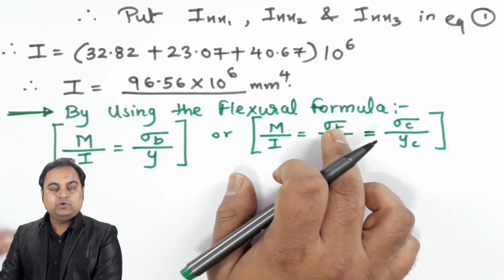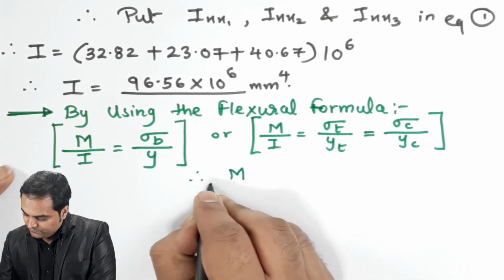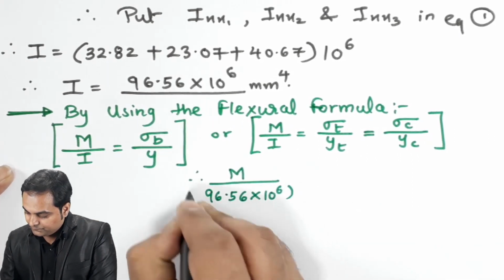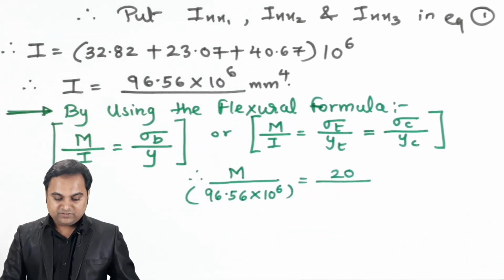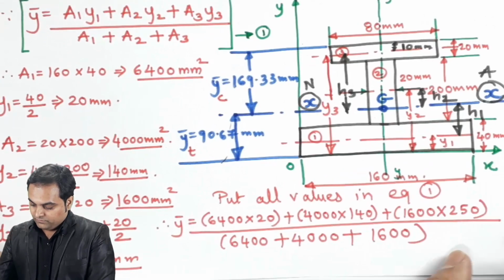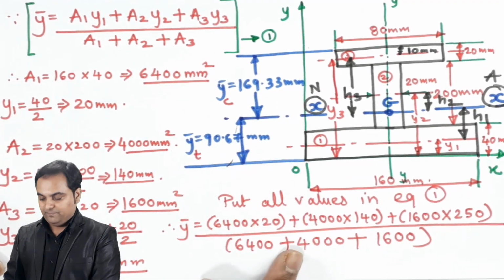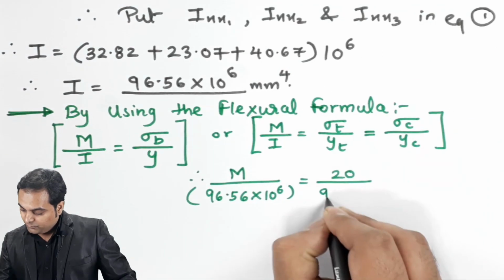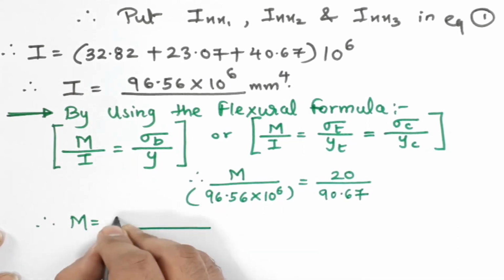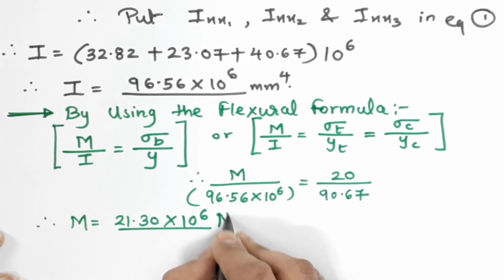Now sigma t value was given in the question, it was 20, so therefore M upon I value is 96.56 into 10 raised to 6. Sigma t was given as 20, and yt value from y bar, we have found out that yt is 90.67 because the bottom layers are in tension for a simply supported beam when loaded. And here I am getting the answer of M, which is 21.30 into 10 raised to 6 Newton mm.